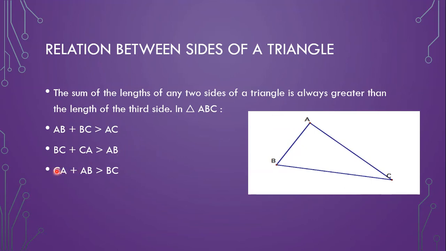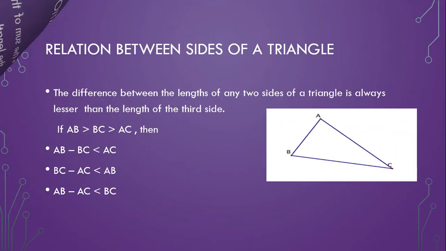Now the third, CA, that is also a side of a triangle. So the sum of the lengths of these two sides will be greater than the length of the third side. This is the relation between the sides of a triangle.